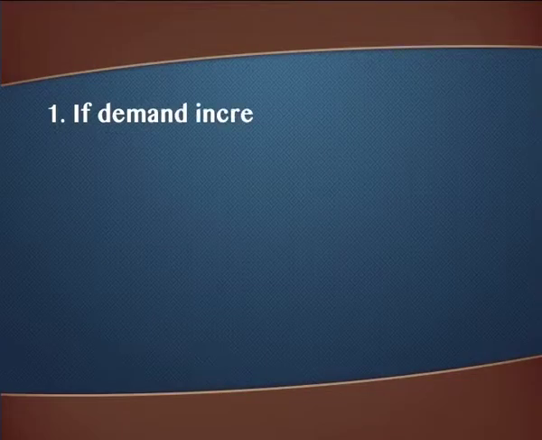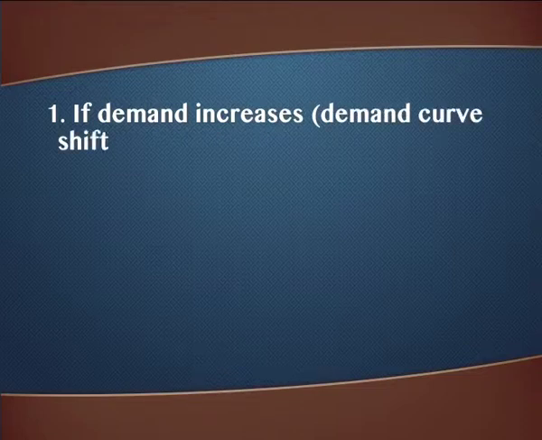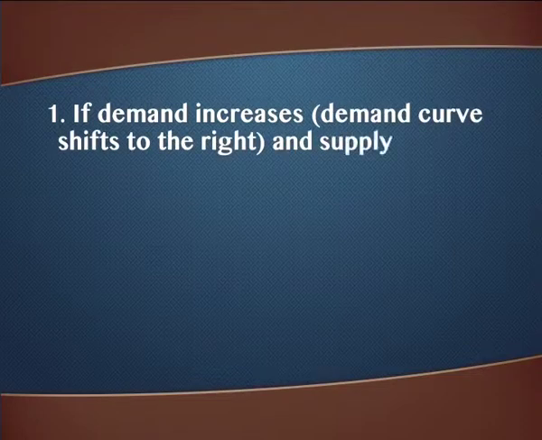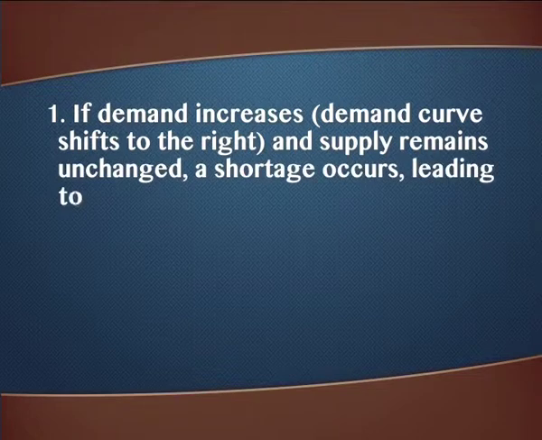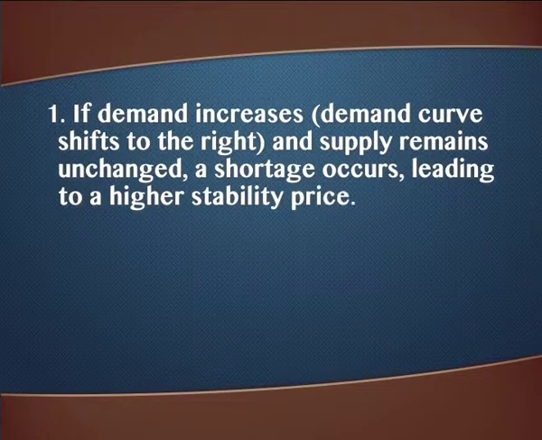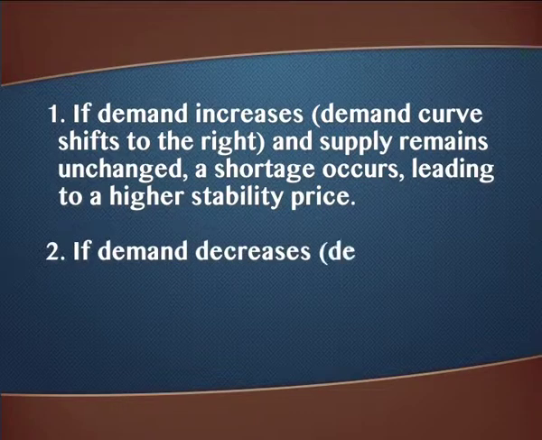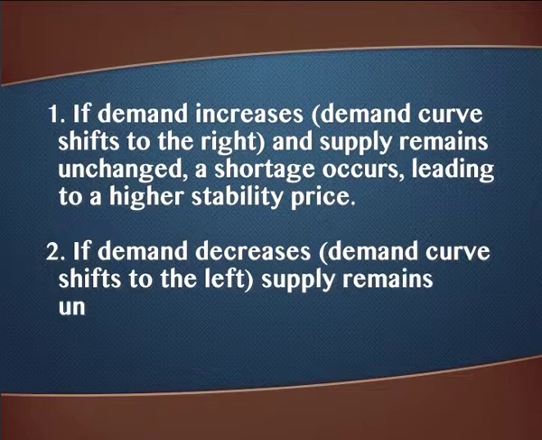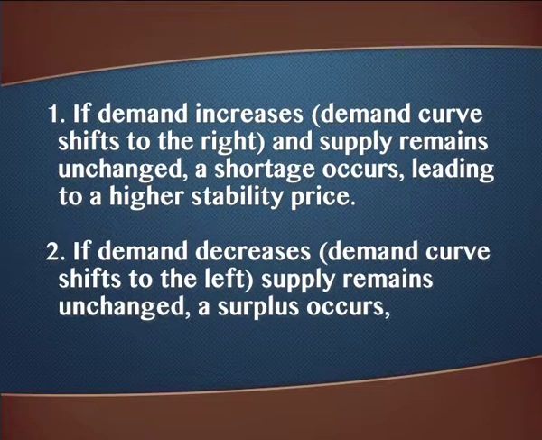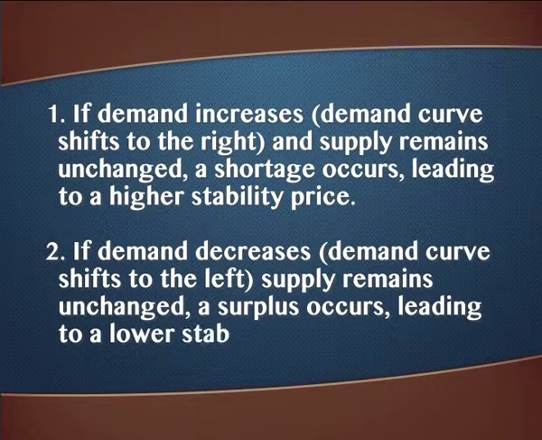The four basic laws of supply and demand are: first, if demand increases, the demand curve shifts to the right and supply remains unchanged. A shortage occurs, leading to a higher equilibrium price. Second, if demand decreases, the demand curve shifts to the left. Supply remains unchanged. A surplus occurs, leading to a lower equilibrium price.